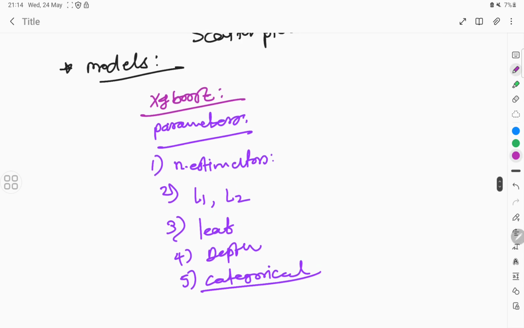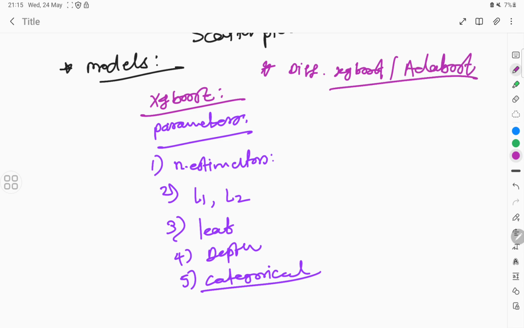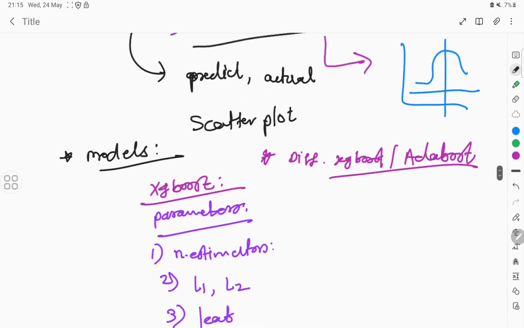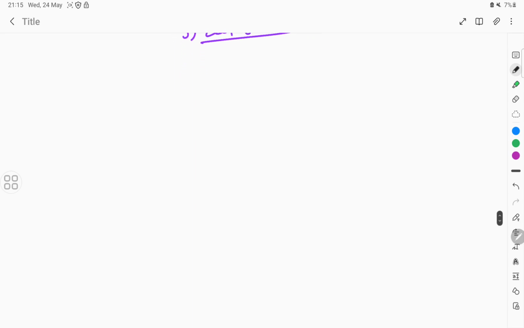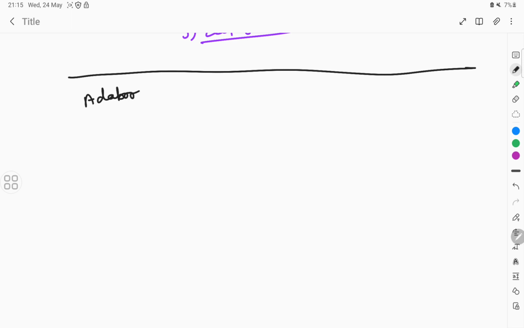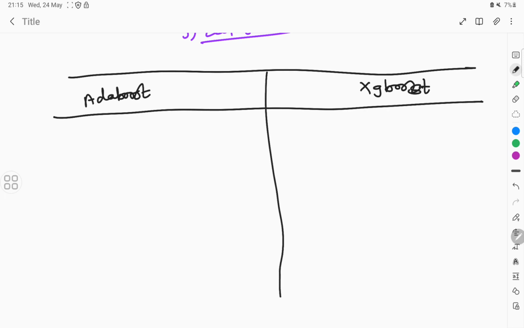Then another important question is about the difference between XGBoost and AdaBoost. Though both algorithms look similar, there is a very clear difference between them, so I am going to cover that difference here. I will draw one line here. This one is AdaBoost, and the second one is XGBoost. They have also asked what is the difference between AdaBoost, XGBoost, and CatBoost.